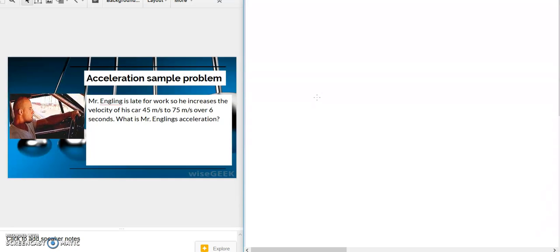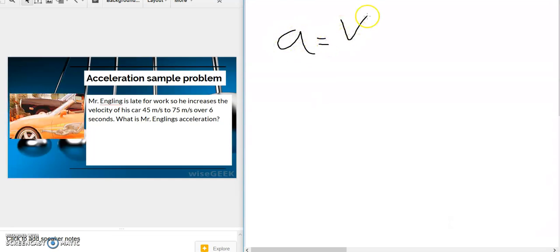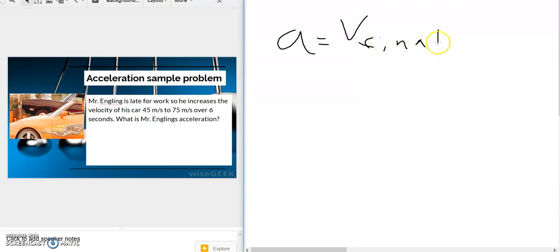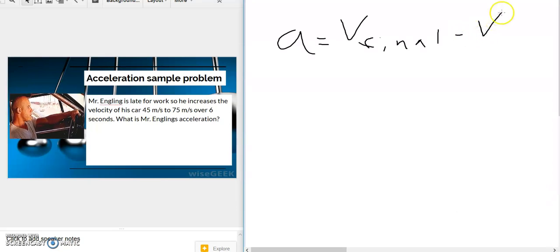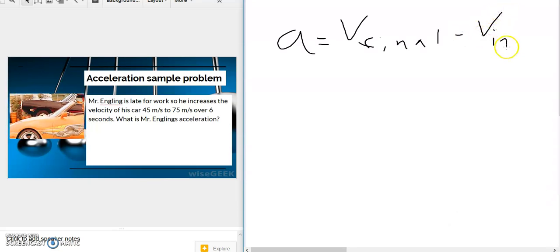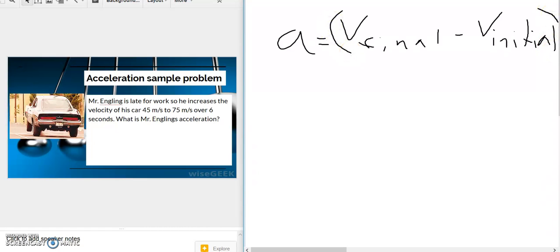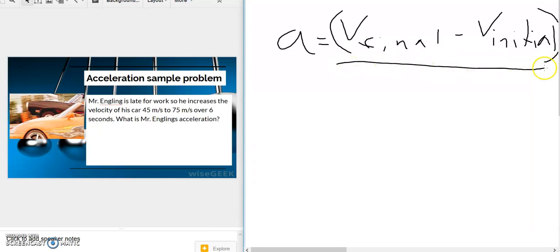What's my acceleration? So what we need is the acceleration formula, which I'm trying to write on the board. I'm sorry, I'm writing with my fingers on a tablet here. Oh man, it's messy. V final minus V initial divided by time.